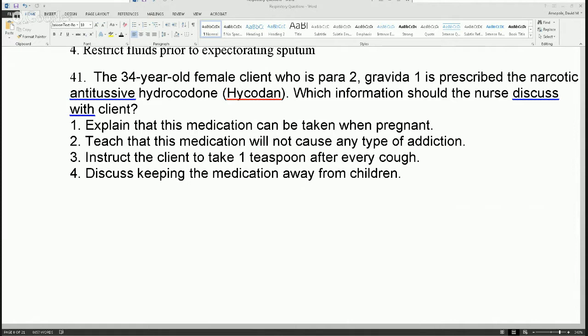Sorry about that. For some reason, I highlighted the wrong answer. I was like, that's wrong. That totally is 4. Yes. This medication is narcotic, and because she's 34 and has at least 1 child, the nurse should discuss proper storage of it. I apologize. At least I was hoping it was 4 because that's the one I was choosing. You got that right.